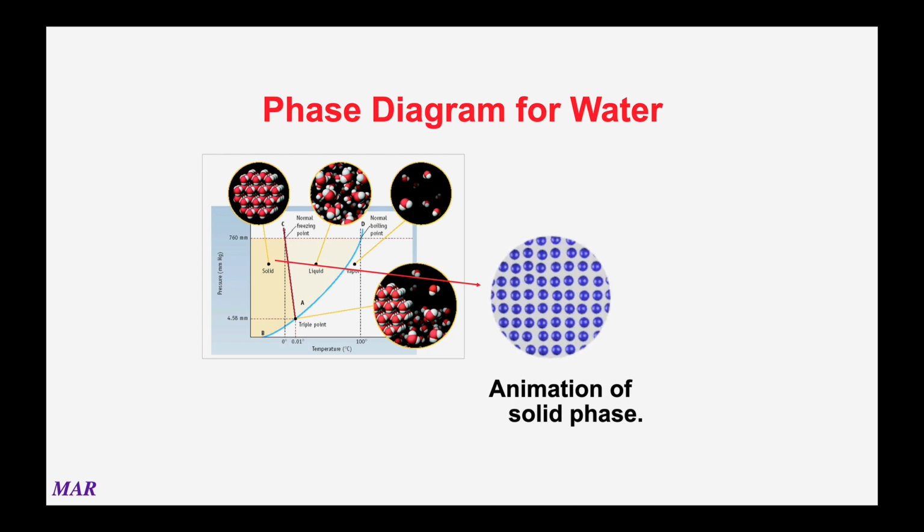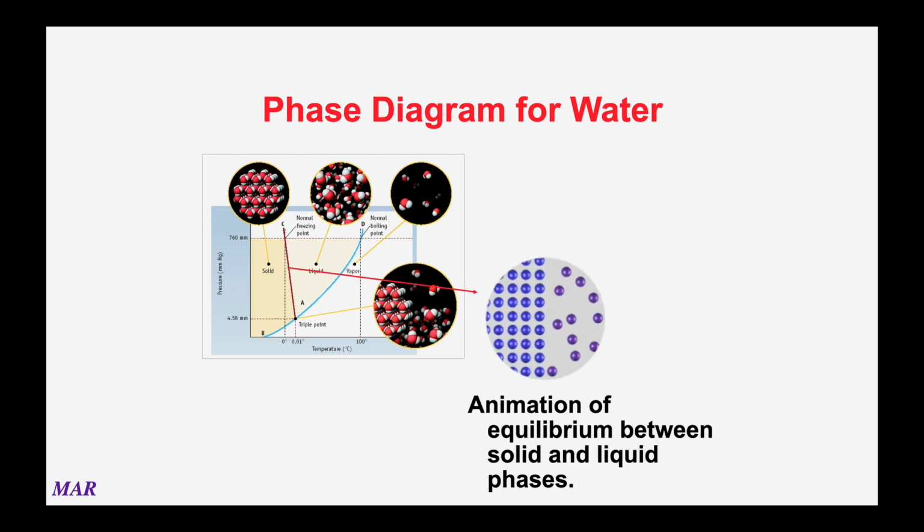Go left to right on the graph, and you get to the point where you have both the solid and the liquid. This is where the process of melting occurs. The purple dots on the right would be the liquid version, and the more blue dots on the left would be the solid version. At the melting point, you have both solid and liquid at the same time.